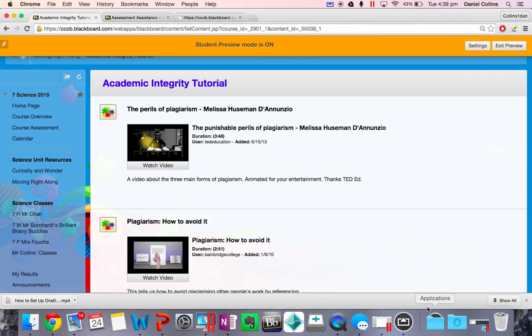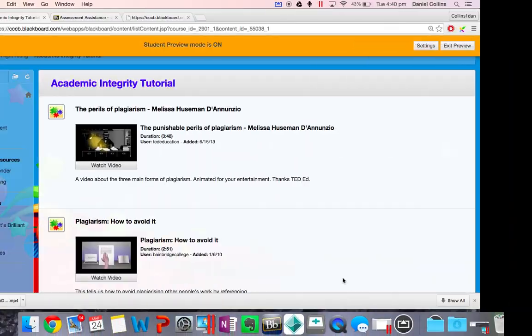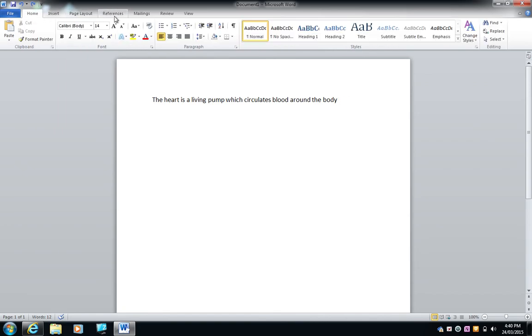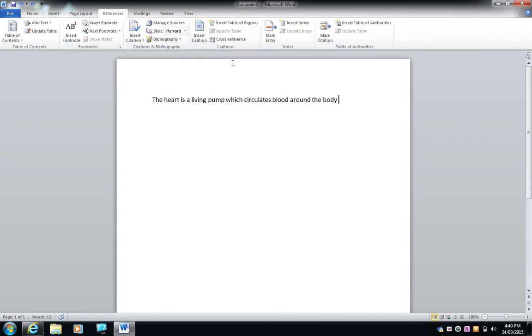Let's go across to an example if you're on a Windows PC. If you're on a Windows PC, then you have a really cool tool on the Word app. It's on the referencing tab. Normally it's on home, you click referencing and you can start a reference there.